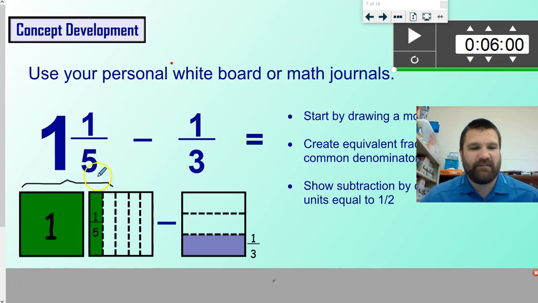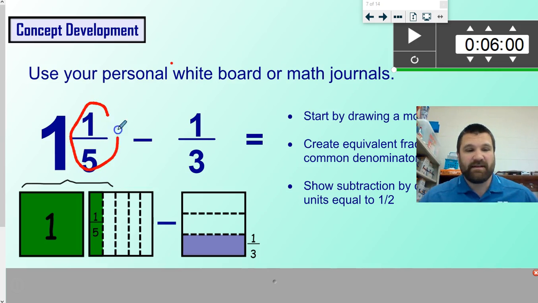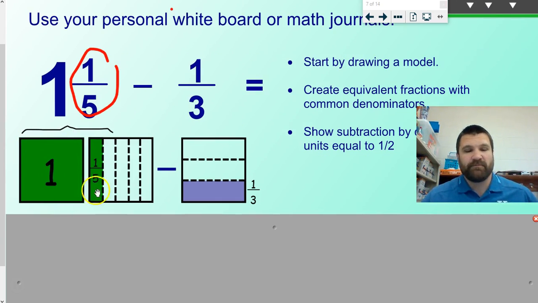So we have 1 and 1/5, and we're subtracting 1/3. So we draw a whole, one giant square, and then we're going to split it into fifths, just like we've already started. So if I didn't have this 1 here, it'd be like 1/5 minus 1/3. Okay? And you can always just start off and split this off into fifths. That's what I would do.